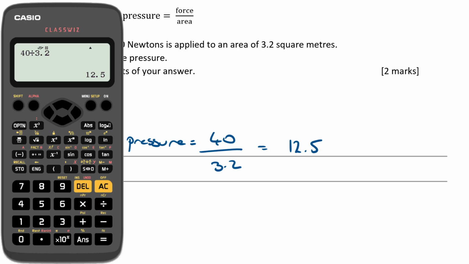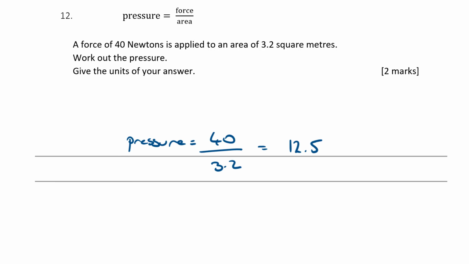For the units, I'm taking newtons and dividing by square meters, so my unit is going to be newtons per square meter. Newtons per meter squared. You can write it like that, or you can write it with index notation, so you can also say that's newtons meters to the minus 2. It's an alternative way of writing the same unit. Either one of those is fine.